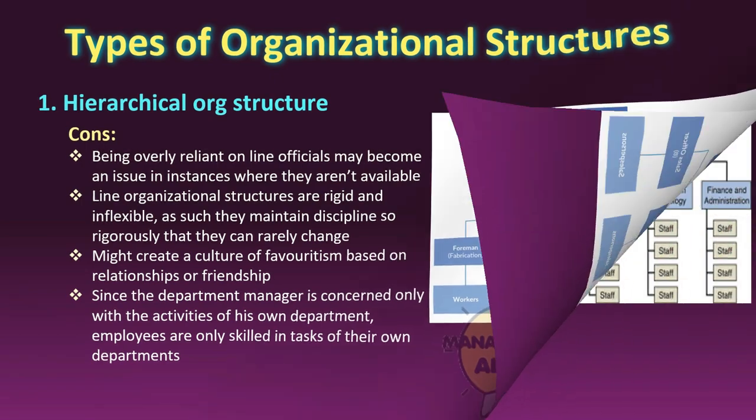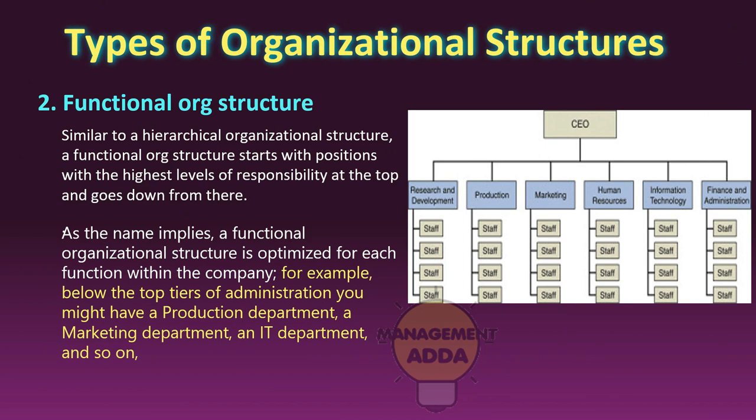Second, we have functional organizational structure. Similar to a hierarchical organizational structure, a functional organization structure starts with the position with the highest level of authority or responsibility at the top and goes down from there. Primarily, though, employees are organized according to their specific skills and their corresponding function in the company. Each separate department is managed independently.